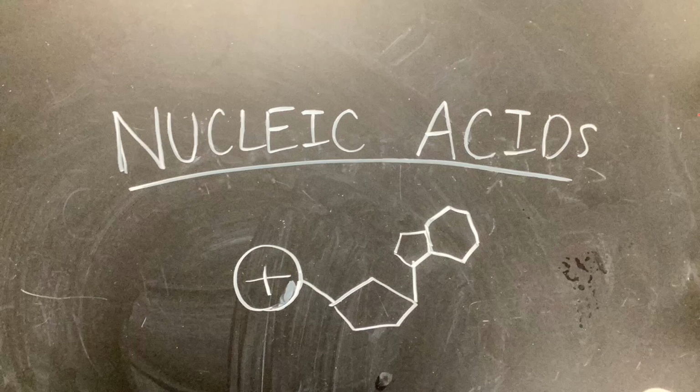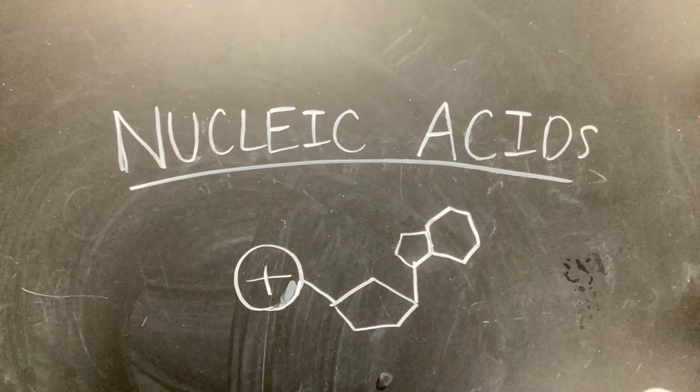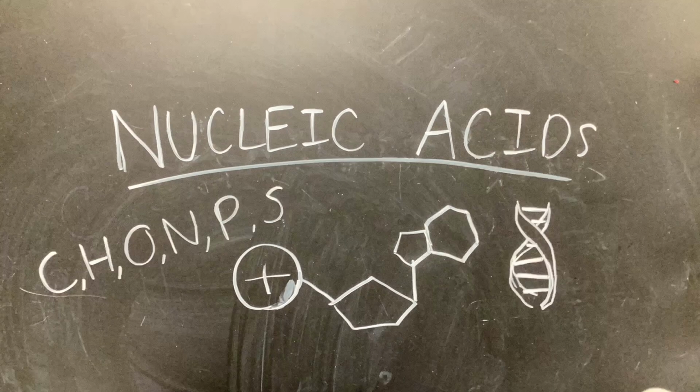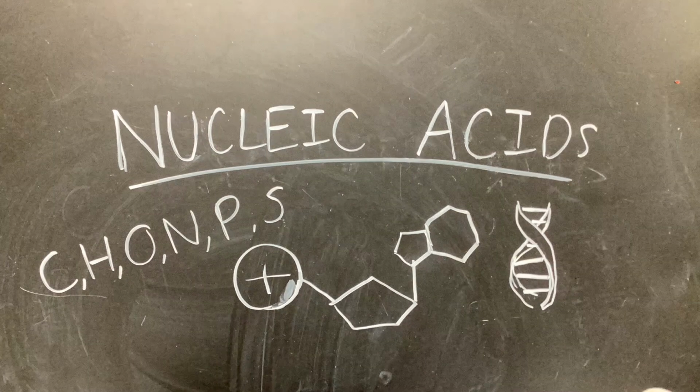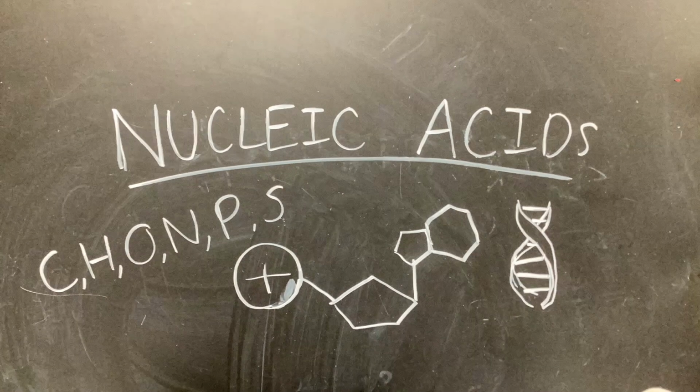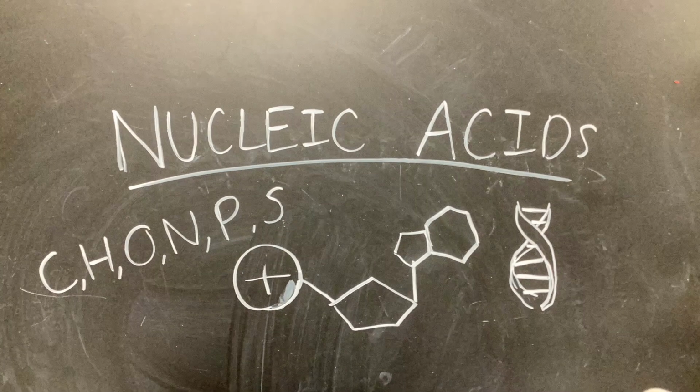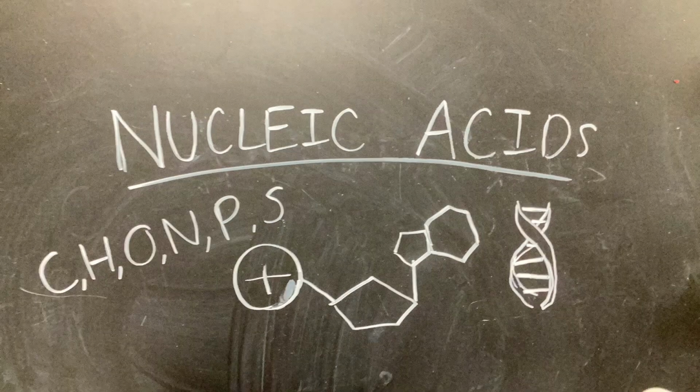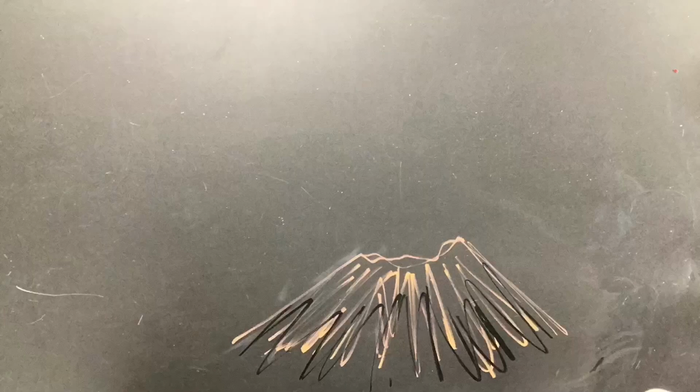The fourth and final macromolecule is nucleic acids, made up of carbon, hydrogen, oxygen, nitrogen, phosphorus, and sulfur. Nucleic acids make up most DNA, and ATP is an important one of them used in cellular respiration.